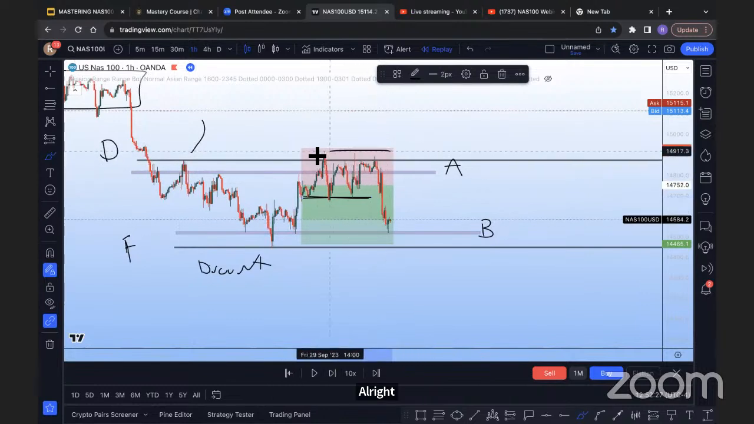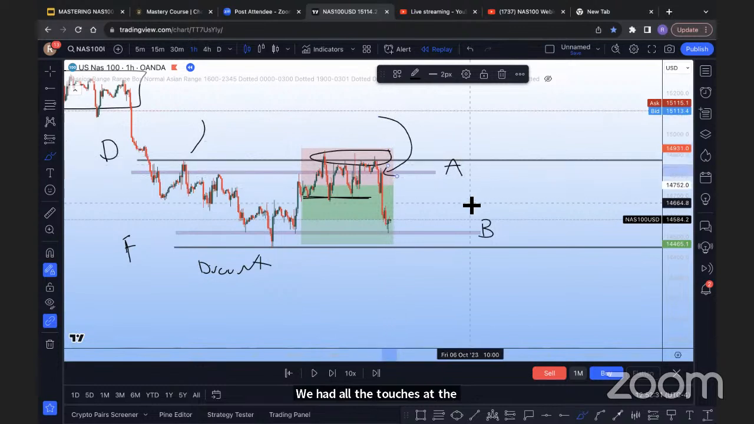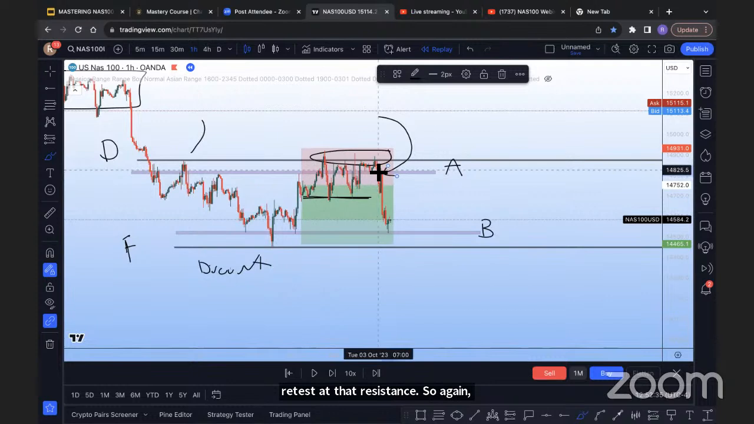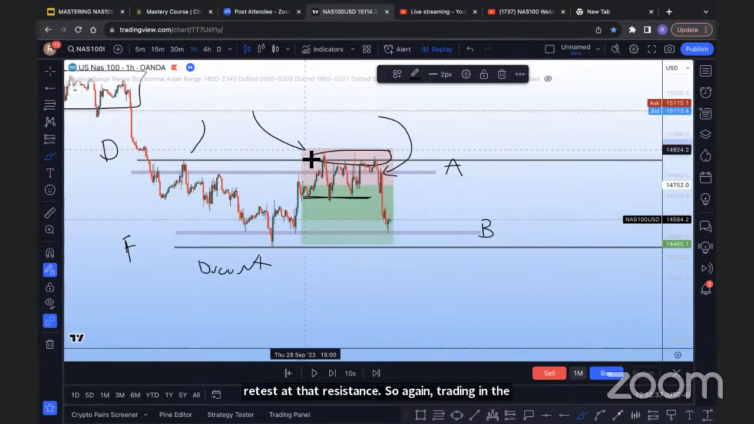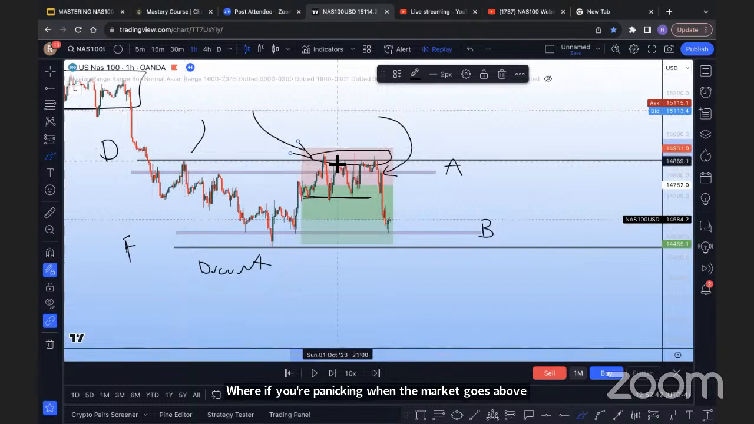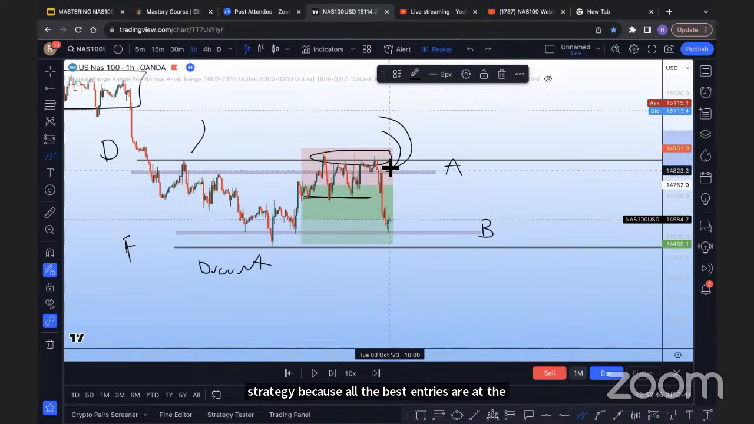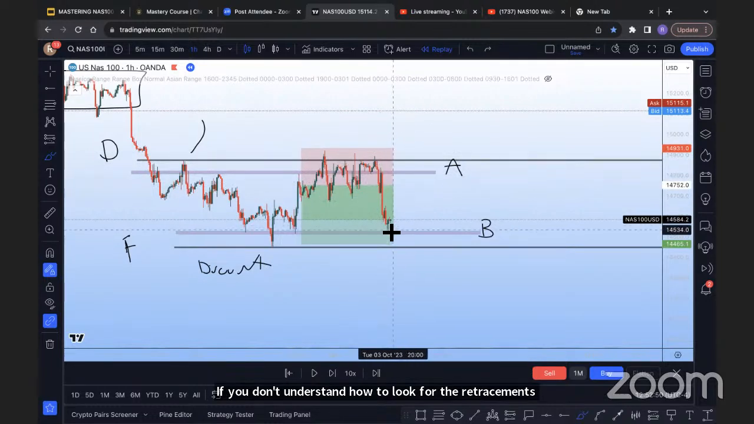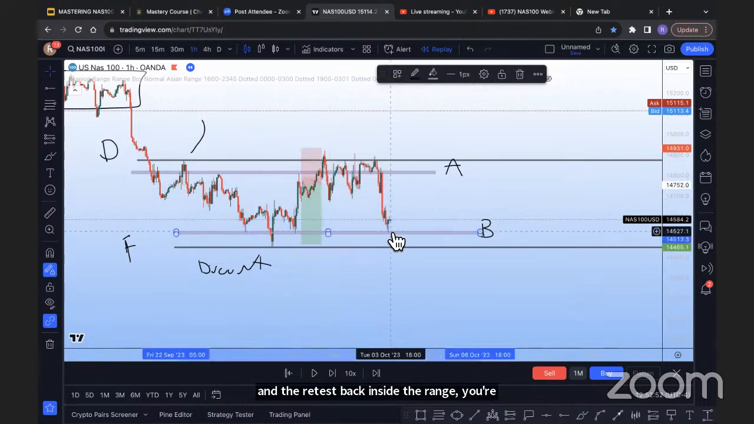We had all the touches at the premium, and then we had a retest at that resistance. So again, trading in the range has so many opportunities where if you're panicking when the market goes above your resistance, you don't really understand the strategy because all the best entries are at the premiums. If you don't understand how to look for the retracements and the retest back inside the range, you're going to miss great opportunities. Same with the long side. Now we're back at the support level.